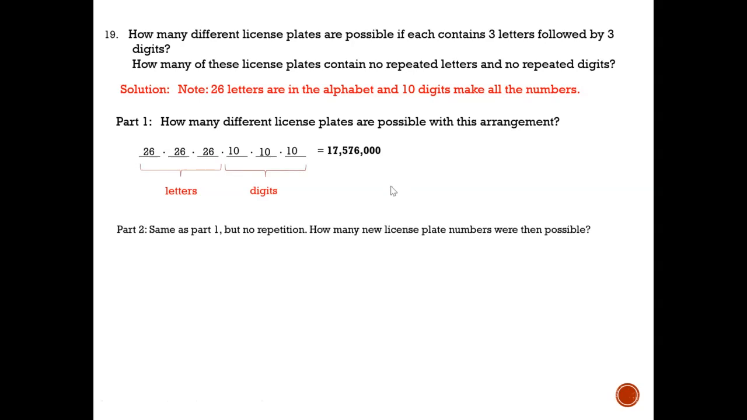Now for part 2, same as part 1, but the letters and the numbers cannot repeat. Hold on, it says here, no repeated numbers and no repeated letters, so nothing can repeat. Those are my letters, those are my numbers. How many letters can go in the first slot? It can be all 26. Now, if they cannot repeat, then it'll be times 25 times 24. Similar fashion for the digits. We start with 10 digits, and then we go to 9, and we go to 8 because they cannot repeat. We multiply it out, and we get 11,232,000 possible license plates.